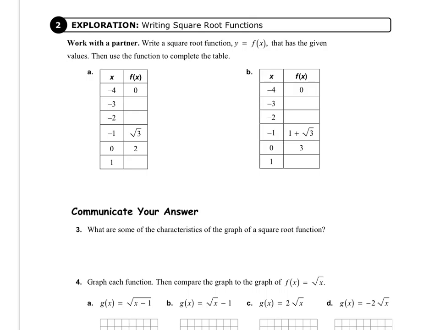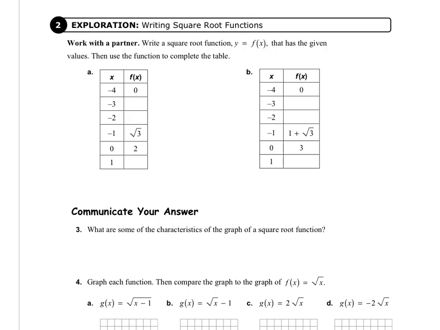On the next page, here's kind of an interesting one. We want to try to come up with a radical function, a square root function, that will be able to complete this table. So I'm thinking of a mystery function. When I plug -4 in, I get 0. When I plug -1 in, I get the square root of 3. When I plug 0 in, we get 2. So take a moment and see if you can think about what that function might be, and then see if you can fill in these numbers using that function.